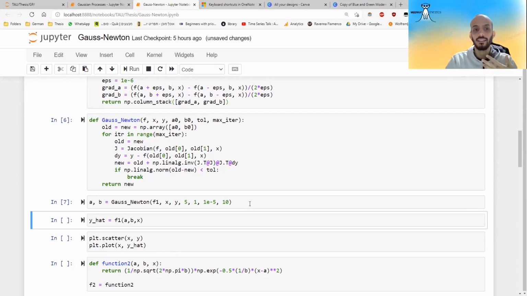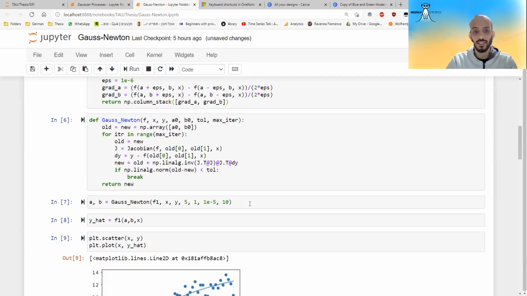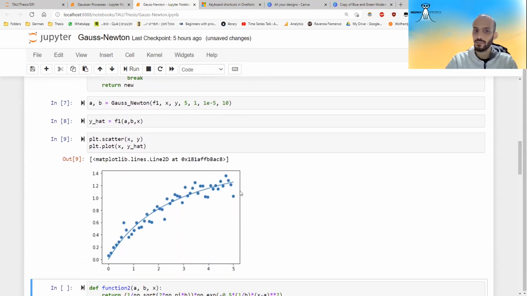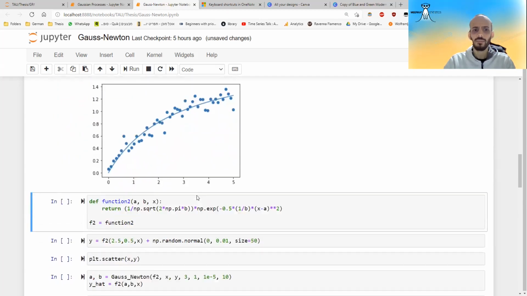And now I can calculate what would be the expected y given that my function has these coefficients. Okay, and if I do this and now I plot the same data as before plus the function that the model gives me, I will get this graph over here. So we can see that indeed it seems to fit pretty nicely to the data that we have. Okay, and we can do another function.